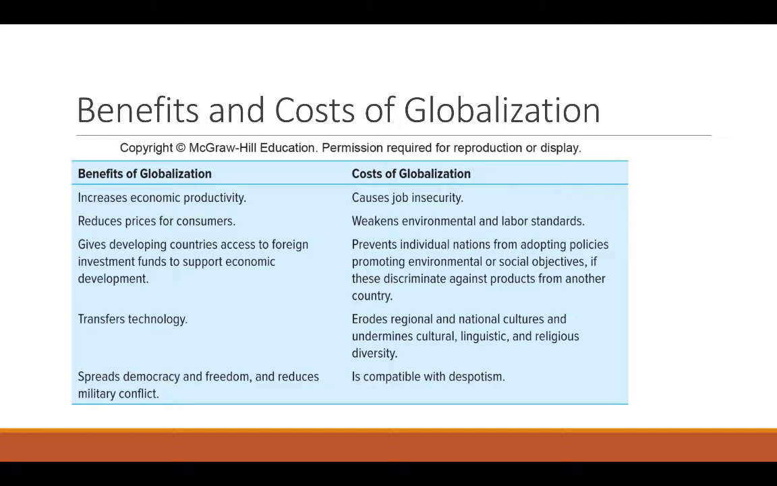On the other side of the equation, the costs that exist are it causes job insecurity, particularly in countries that seem to be doing the majority of the globalization outsourcing. It has been looked at as weakening environmental and labor standards. It has been viewed as preventing individual nations from adopting policies promoting environmental or social objectives if these discriminate against products from another country. It has been viewed as eroding regional and national cultures and undermining cultural, linguistic, and religious diversity, and in some cases it has been compatible with despotism in that many fascist and other regimes have been supported with the money of some TNCs.